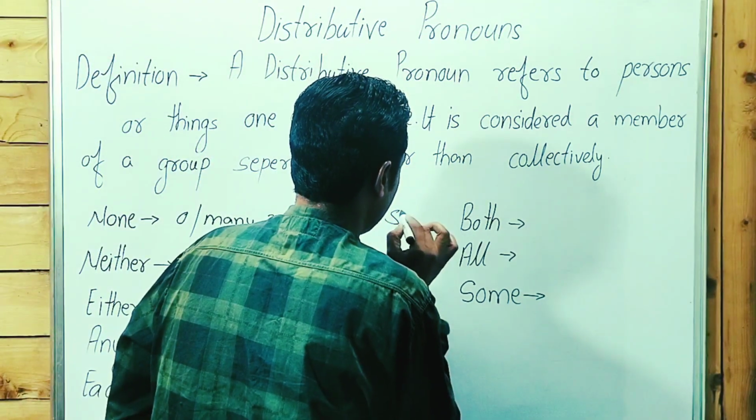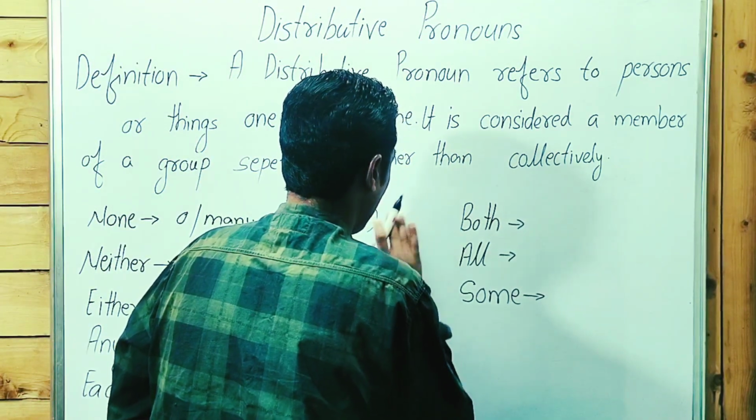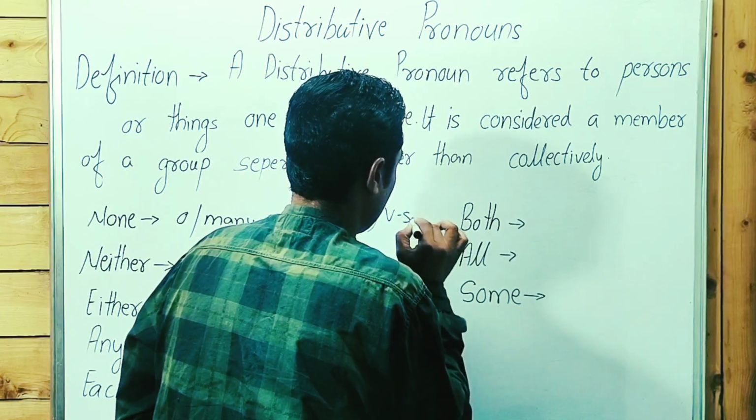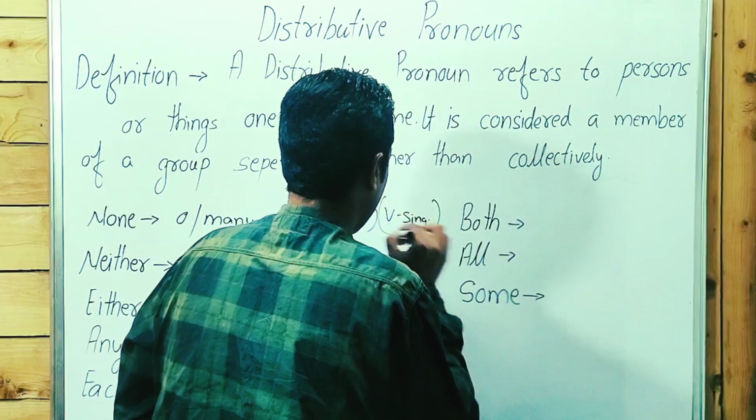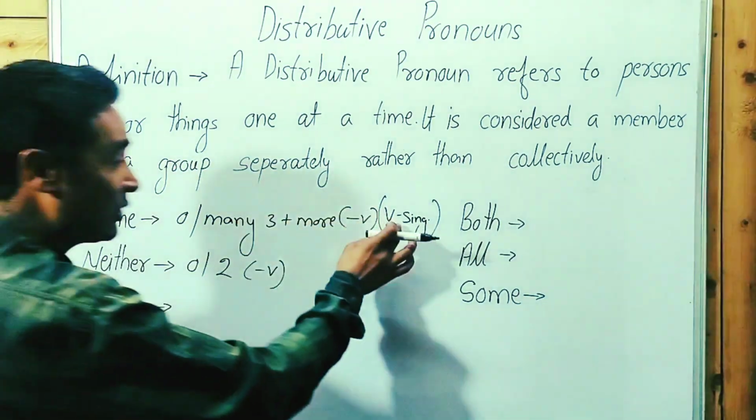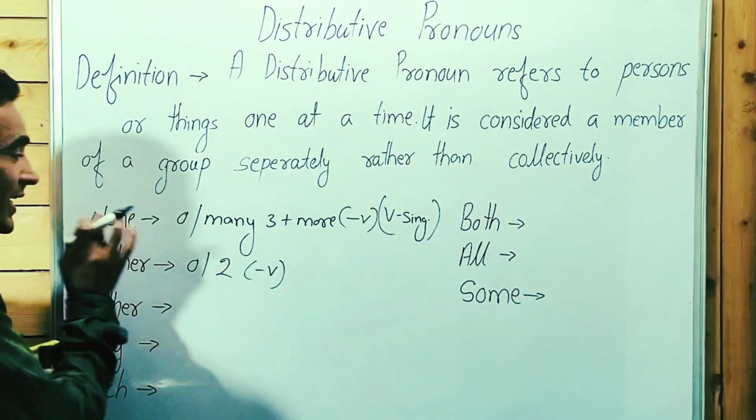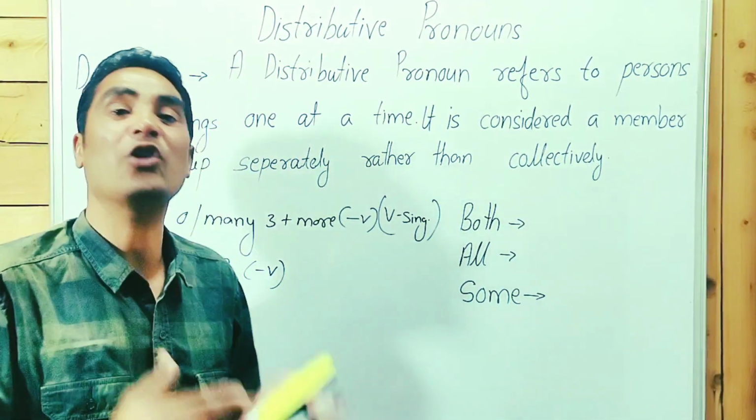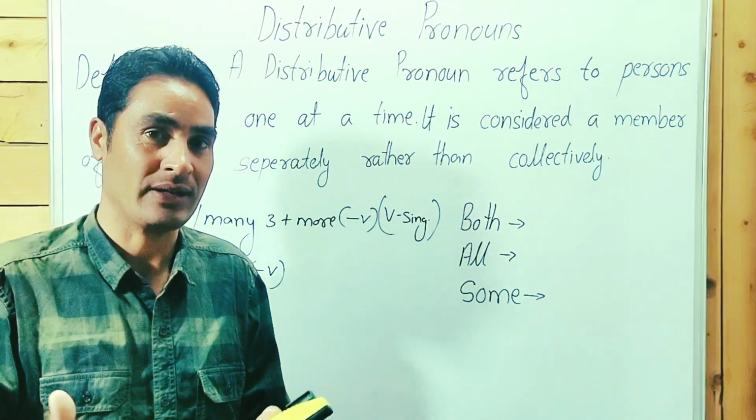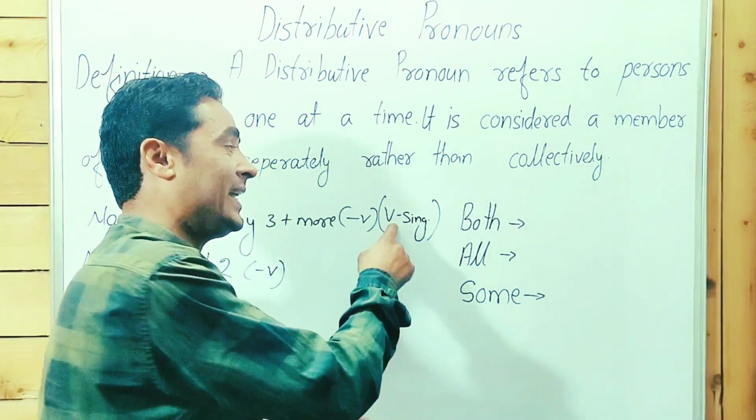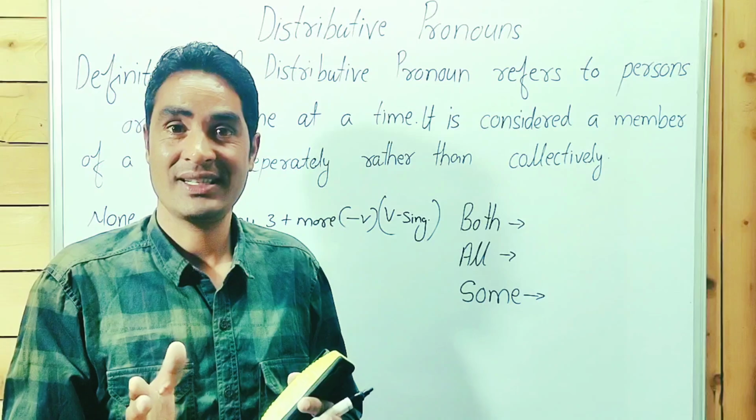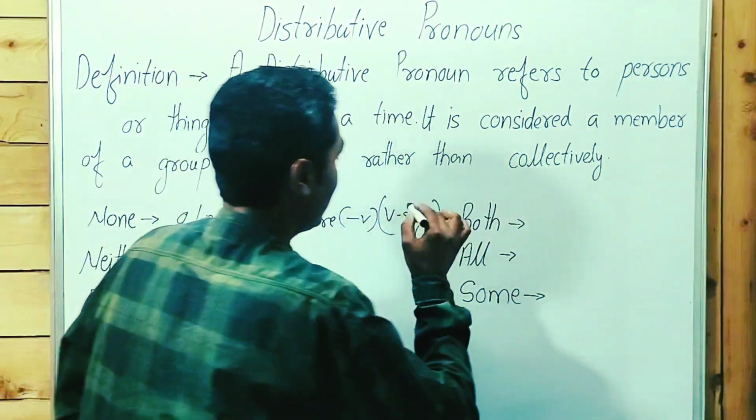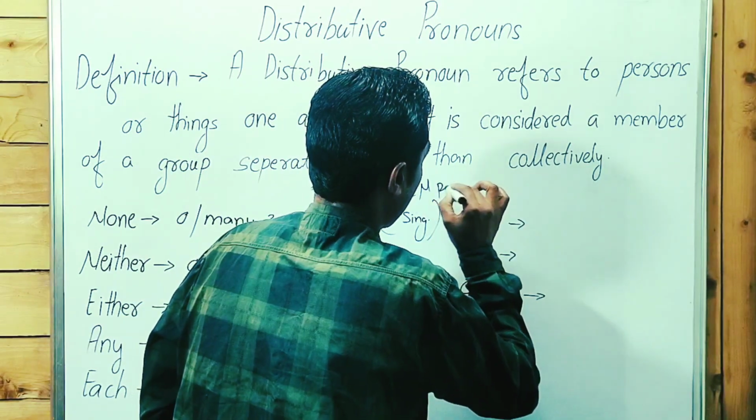I'm so sorry, I am writing roughly. When we talk about the verb, it takes singular. Verb singular and noun plural. Point to be noted, we use none when we have to show zero out of 3 and more, in the negative sense, and it always takes a singular verb, and the noun is written plural.